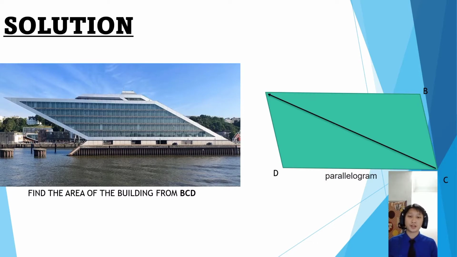As you can see in these slides, there is a building which is a parallelogram shape. Then the question is to find the area of the building BCD. On the right side, you can see the shape of the parallelogram, which I already labeled BCD. Let's get started on how we calculate.